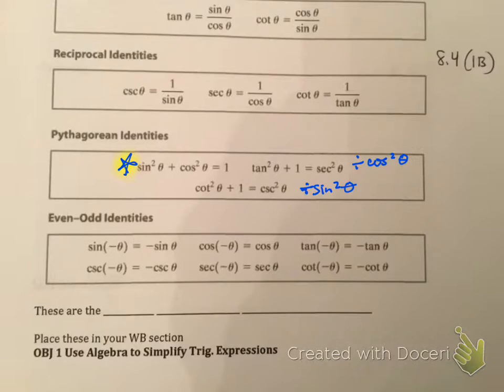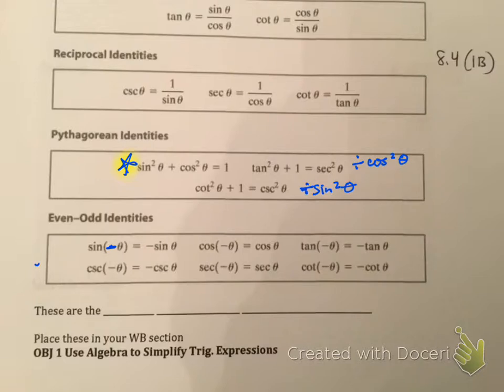The other things you have to know are the even-odd identities. So remember, if you have a negative in front of sine, that means that that is an odd function, so the negative comes out. Same with its reciprocal identity, cosecant. The negative comes out in front of cosecant, making theta positive.